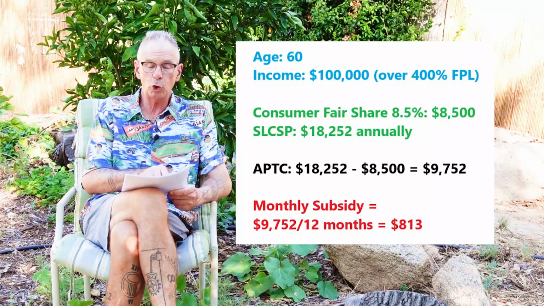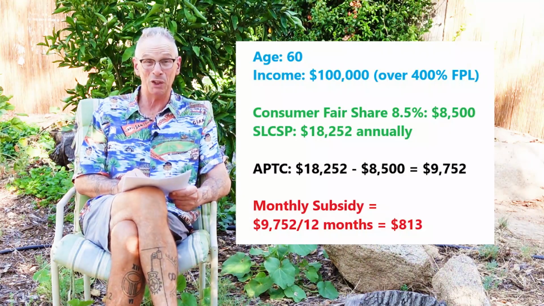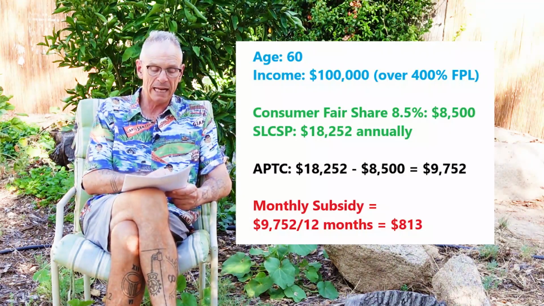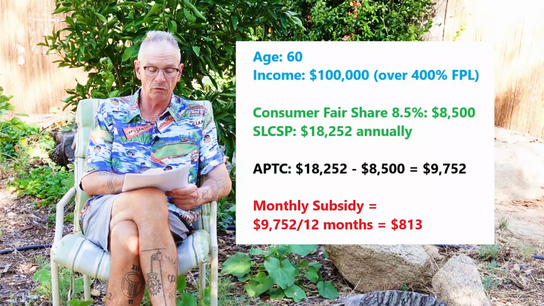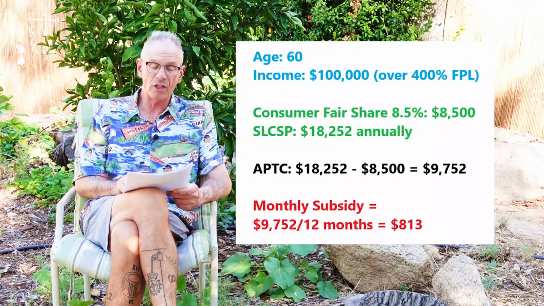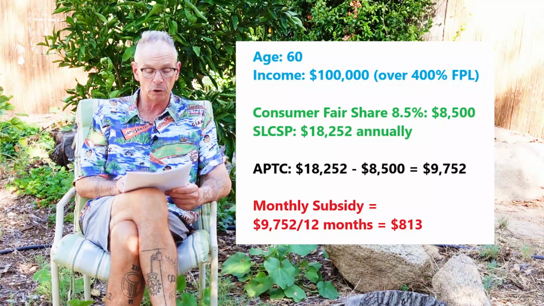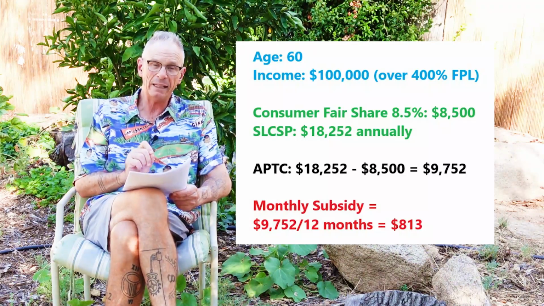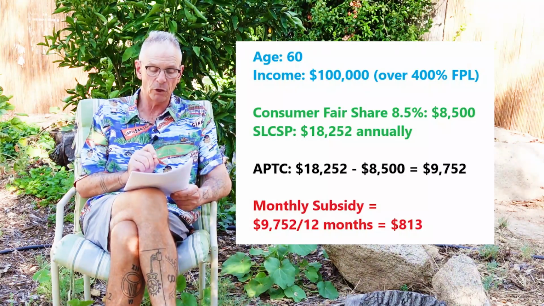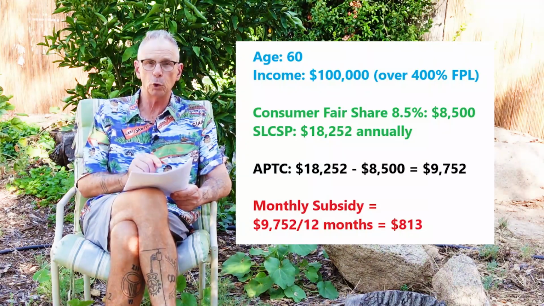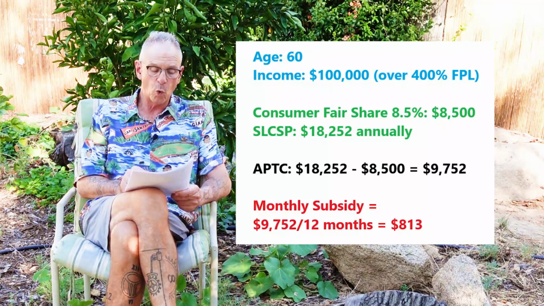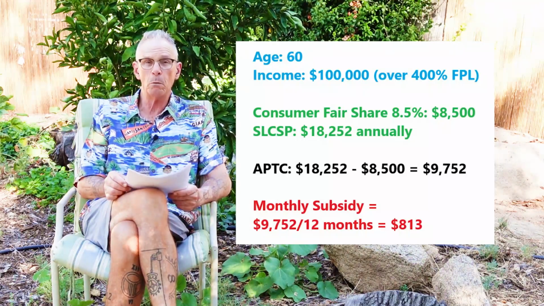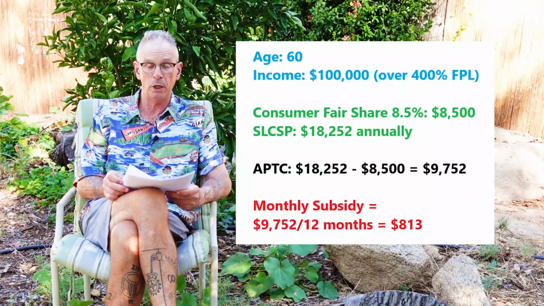Is $18,252 annually. So we take that $18,252 minus the consumer's fair share of $8,500. That equals $9,752. Covered California takes that $9,752, divides it by 12 months, and that individual who is 60 years old in Northern California is eligible for $813 per month to lower their health insurance premiums.